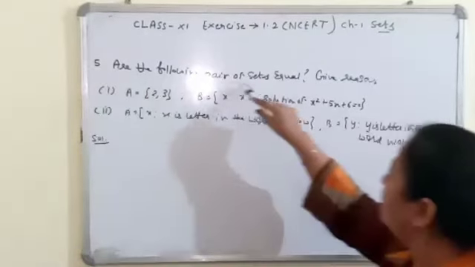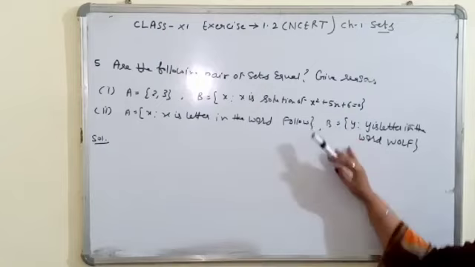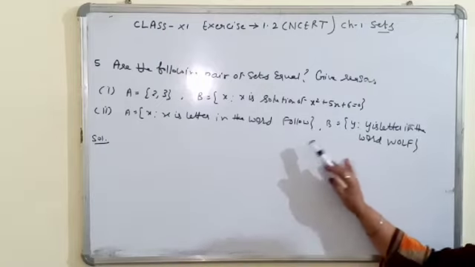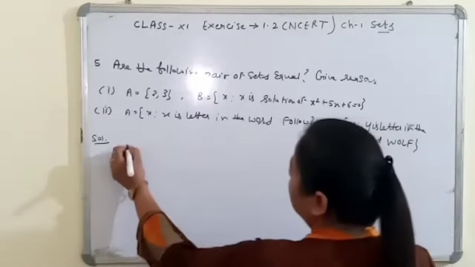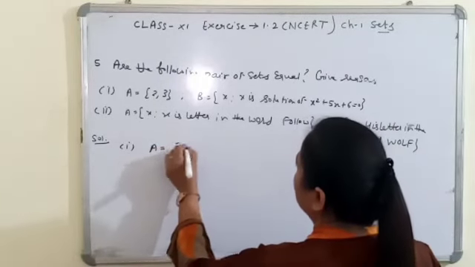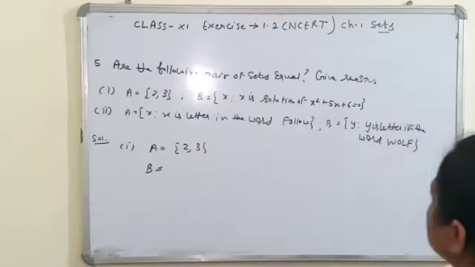The statement is: are the following pairs of sets equal? If they are equal, give reason. We have to check in the following statements whether these sets are equal or not. So let's check it. In the first question, set A has 2 elements. These are 2 and 3. Let's see set B. Firstly, write set B into the tabular form.